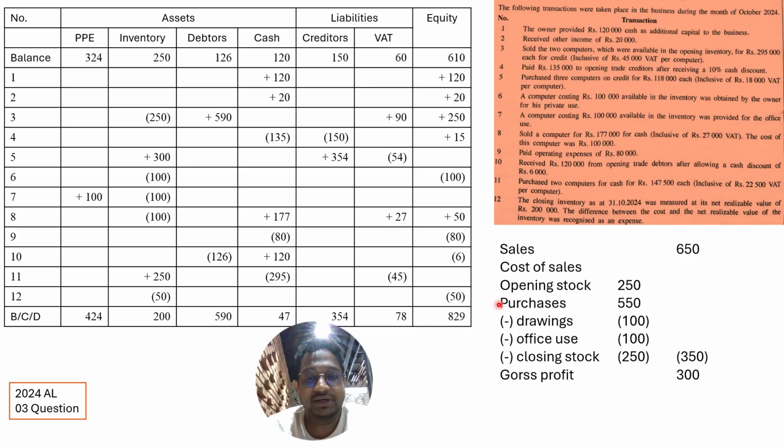And then they ask you to find out the gross profit. Here the total sales 650. And when you're finding the cost of sales, opening stock and purchases, and then from that you have to minus the drawings, office use and closing stock. But here you have to minus the closing stock at cost value, not the NRV, right? Then you can find out the gross profit. So when you are recording sales and purchases here, you have to take sales and purchases without VAT, which means excluding VAT, right?